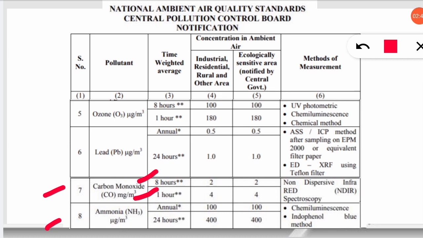So these things you have to remember, and along with that, methods for measurement of these kinds of air pollutants are also given. So all these things you can get. I will upload this PDF in our Telegram group, so you can check there.